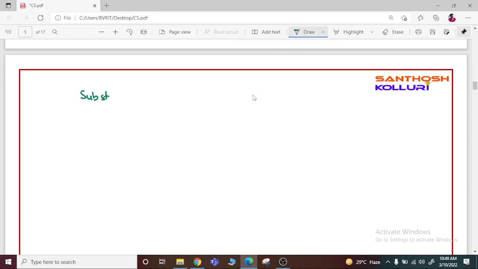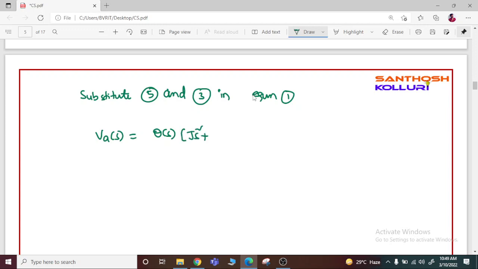Substitute equation 5 and equation 3 in equation 1. So we will be having Va of s is equal to theta of s into (Js square plus Bs) divided by Kt into (Ra plus s into La) plus Kb into s into theta of s.